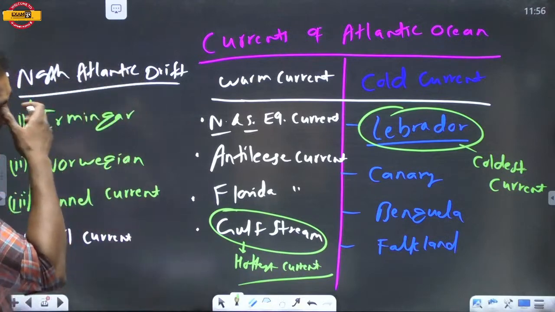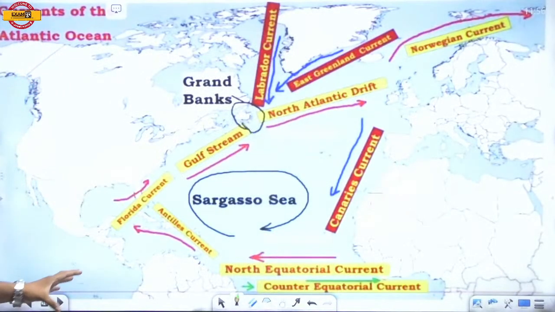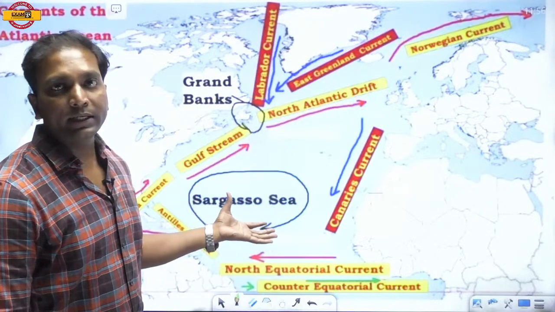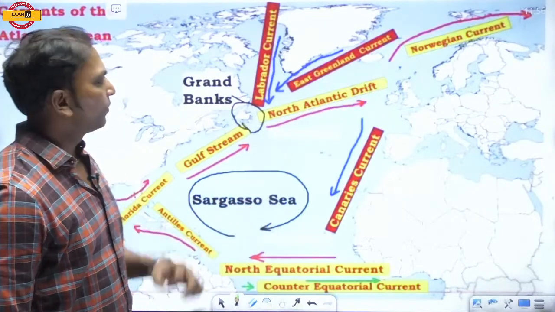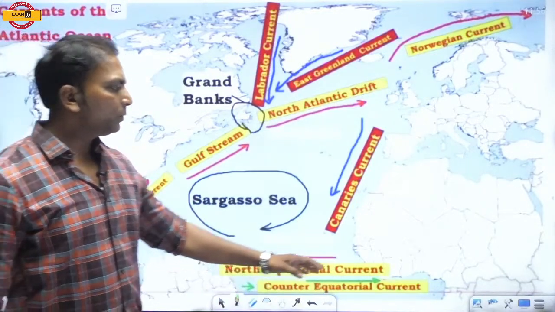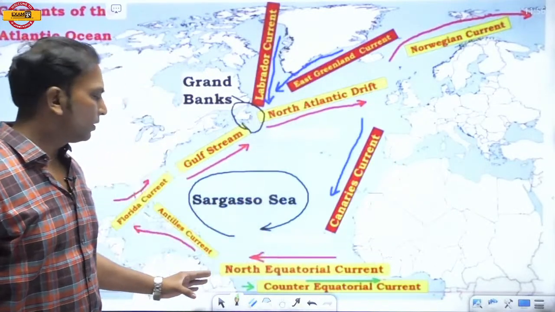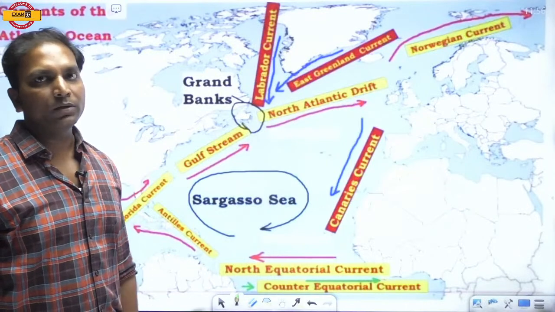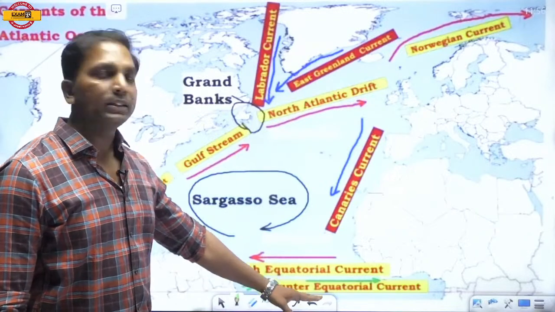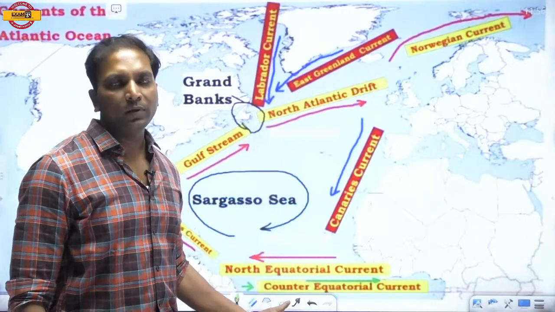Is it clear? Now have a look at the North Atlantic current. Here we are seeing the North Atlantic current. Firstly, you see here the North Equatorial current originates from the eastern side of the Atlantic Ocean and flows to the western side of the Atlantic Ocean, near the equator line. So you can see the North Equatorial current. Beneath it is the South Equatorial current, and in between these two, the Counter Equatorial current is also present.